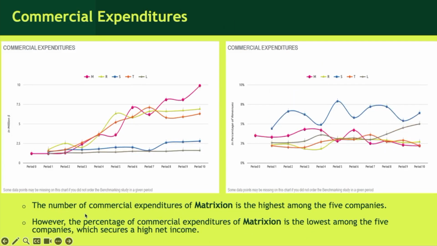And for the commercial expenditure, the trend is just the same as advertising. The commercial team and the commercial expenditure are the highest for Matrixon, but the percentage of commercial expenditure is the lowest, which secures a high net income. Yeah, this is the part on the current situation.